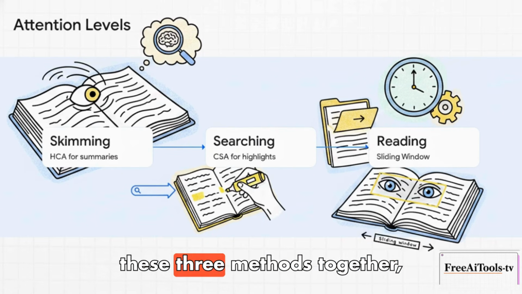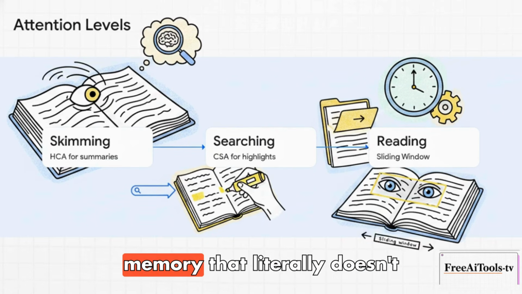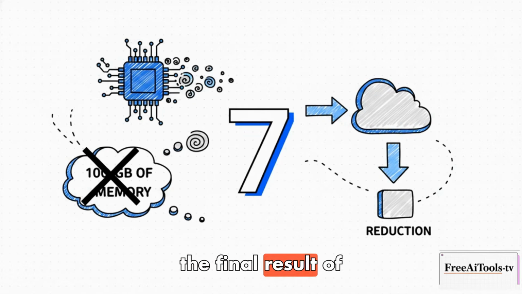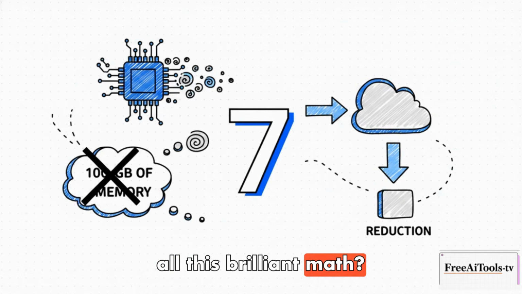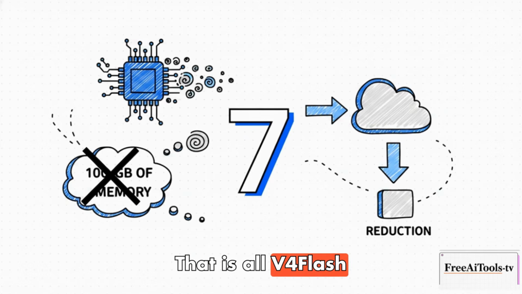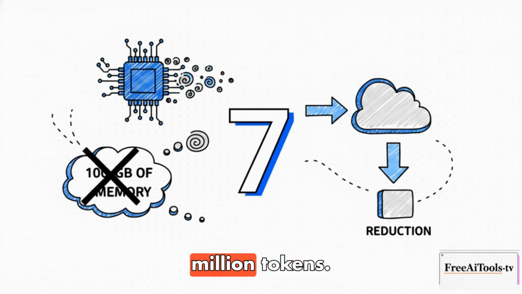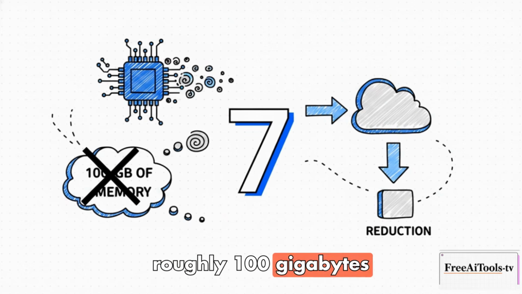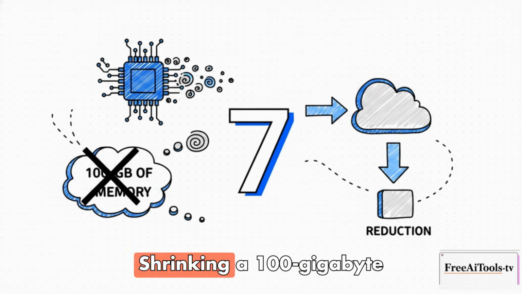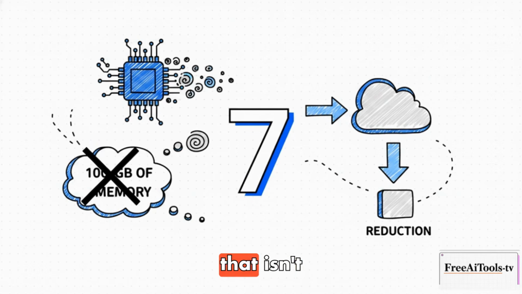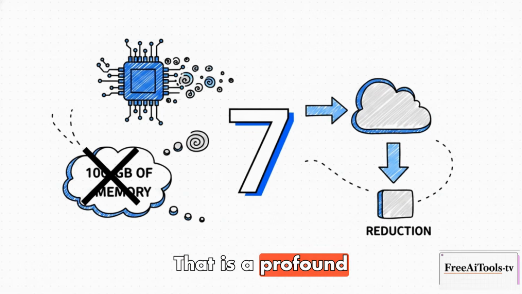By beautifully layering these 3 methods together, they created a 1 million token memory that literally doesn't even break a sweat. So what is the final result of all this brilliant math? 7. Just 7 gigabytes of cache memory. That is all V4 Flash needs to process a full 1 million tokens. Just for some context here, the previous generation needed roughly 100 gigabytes of memory to do the exact same thing. Shrinking a 100 gigabyte requirement down to just 7 gigabytes, guys, that isn't just an optimization, that is a profound paradigm shift in computer science.